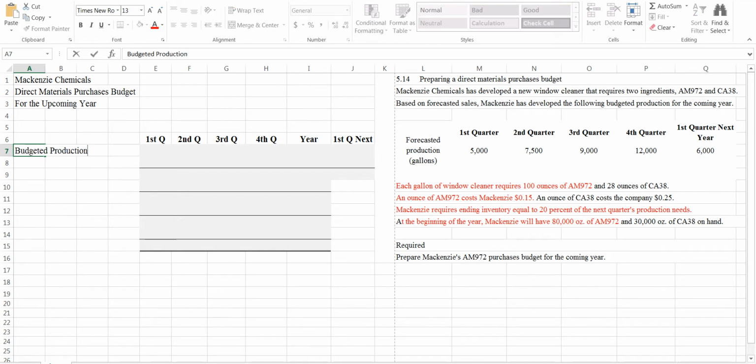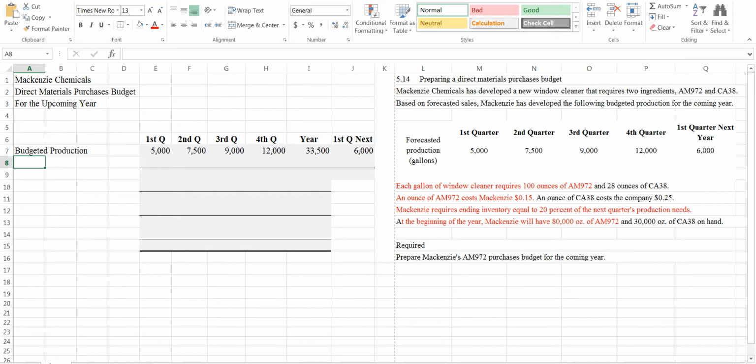All right, so let's start with our budgeted production. If you had just prepared a production budget, that's where it would come from. All right, so here we have the budgeted production given to us. And I'm just going to carry this across. Okay, and then we're going to add these up to get the total for the year. And our first quarter next is the 6,000. Okay, so that's our budgeted production for each of the 4 quarters and then for the year as a whole.